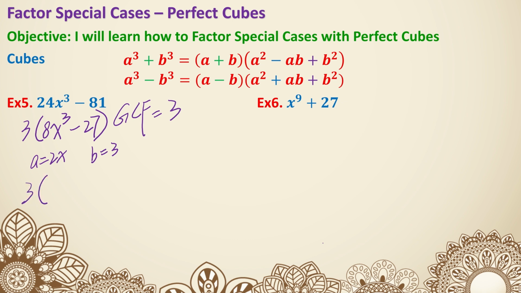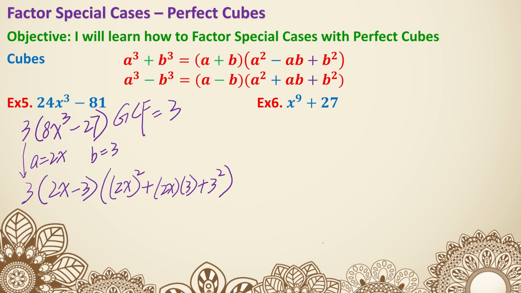So 3 stays in the front as the GCF. Then we have 2x minus 3, since the sign needs to be the same as the question. And then it's 2x being squared again. Then add 2x times the 3. On the end, another 3 squared.